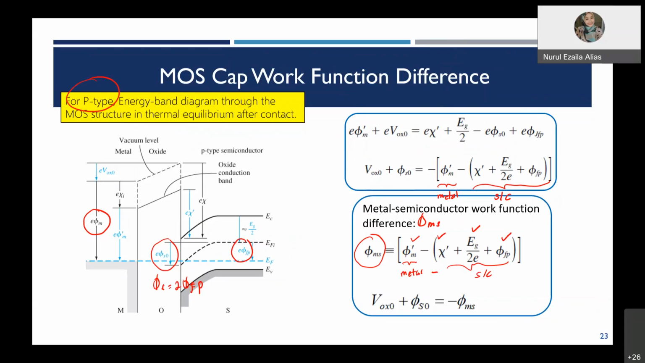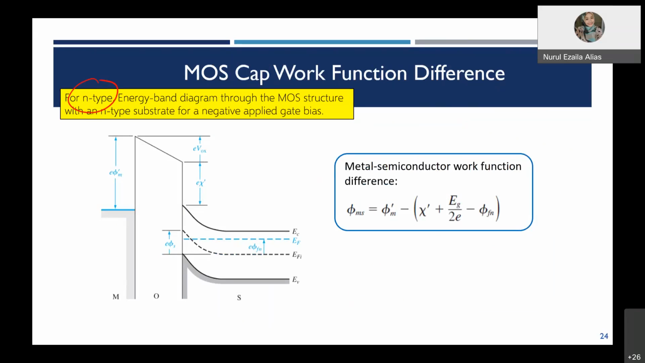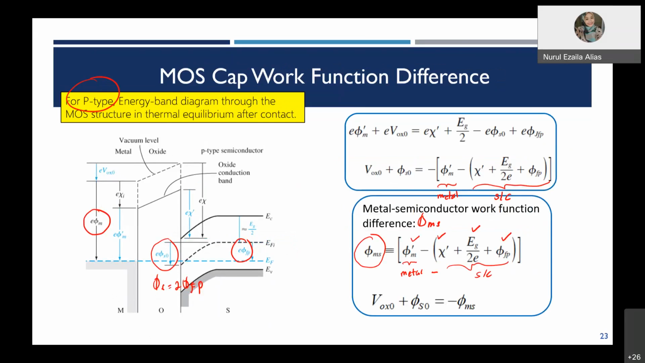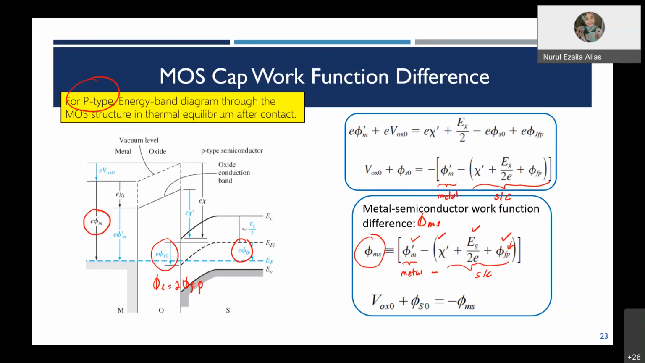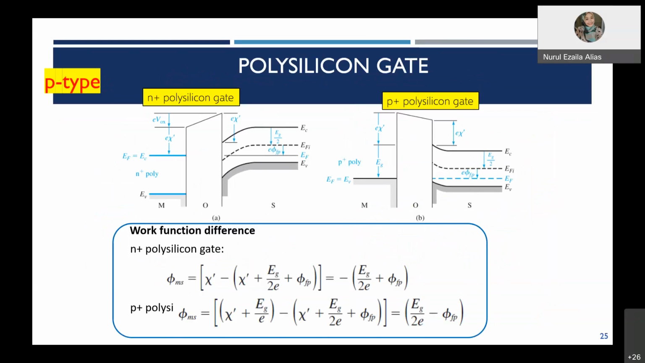Okay, for the case of n-type, the energy band diagram is moving upward. So you're considering the same equation over here. However, now for the n-type, finally you will get phi ms equal to phi m minus the total work function at the semiconductor. So this is referring to the work function for metal, and this is the total work function at the semiconductor. Different now, you have phi fn instead of phi fp for the p-type.